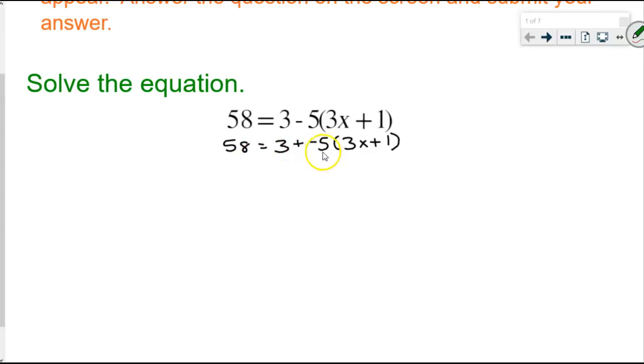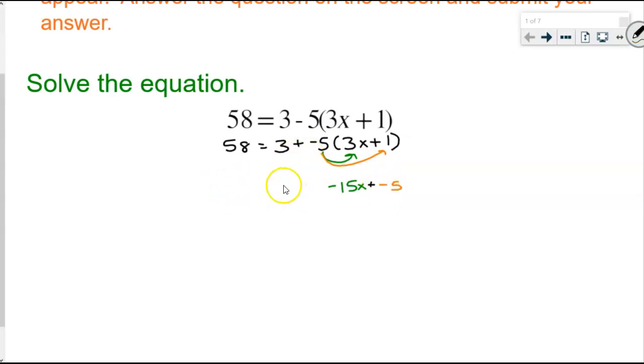Not just 5, but negative 5 groups of 3x, or the opposite of 5 groups of 3x means I have negative 15x. And, again, not just 5 groups of 1, but the opposite of 5 groups of 1. So, negative 5 times 1 is negative 5.